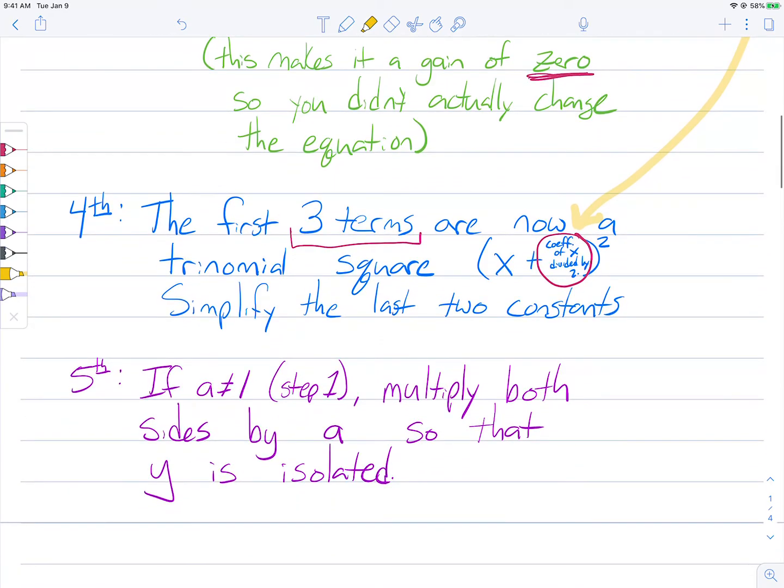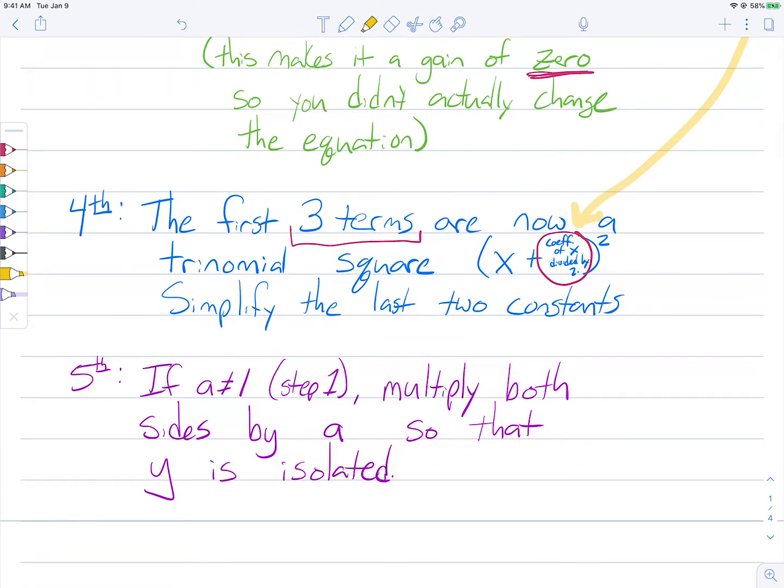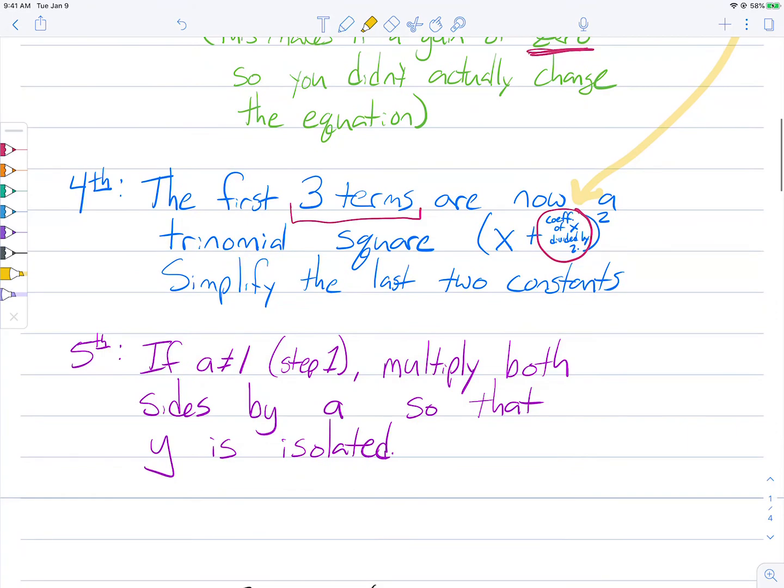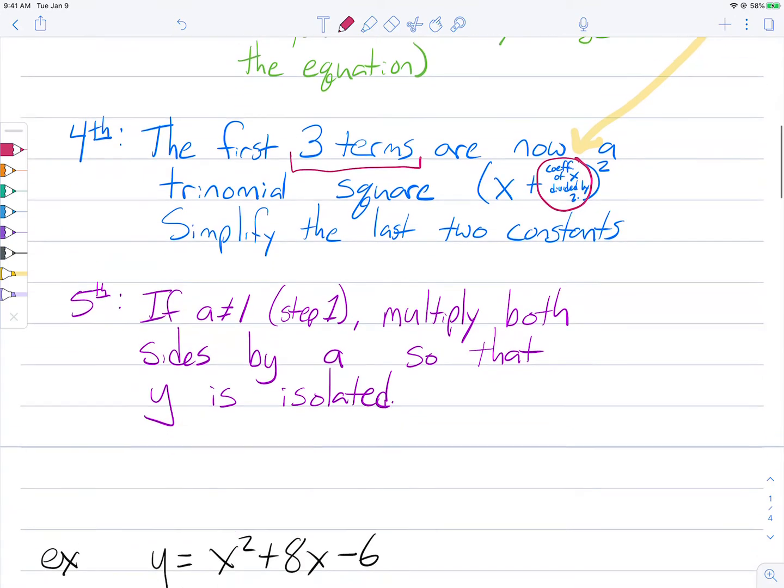Now the last step is only if a didn't equal 1 from step 1. If a doesn't equal 1, then you have a number at the moment with y. You need to multiply both sides by that a value so that y is again isolated. So let's see how this works.